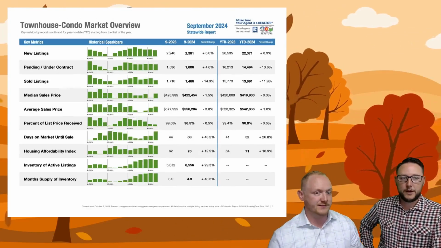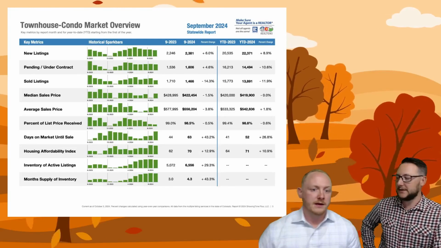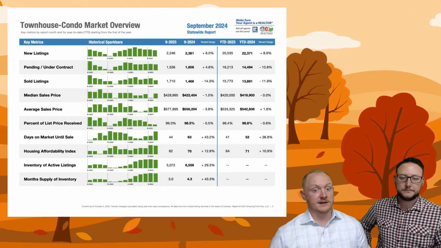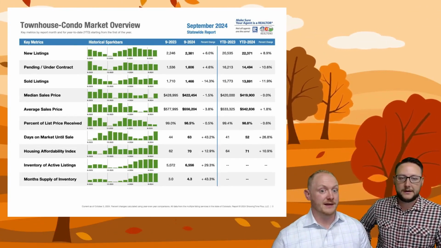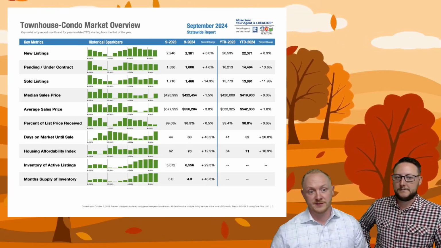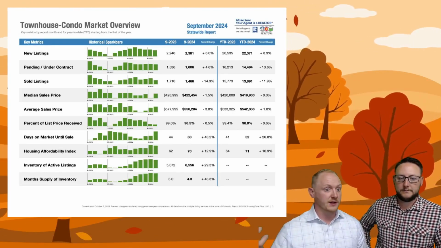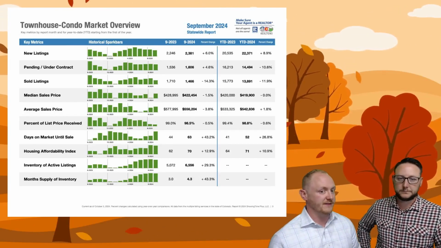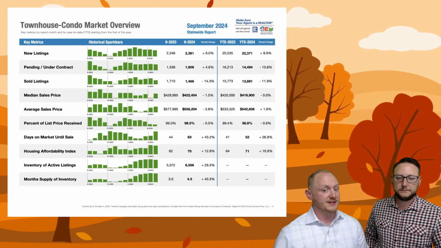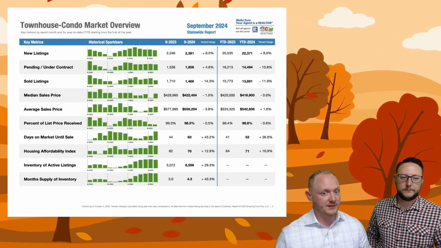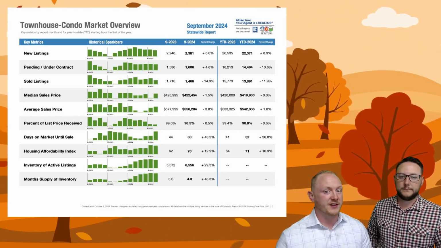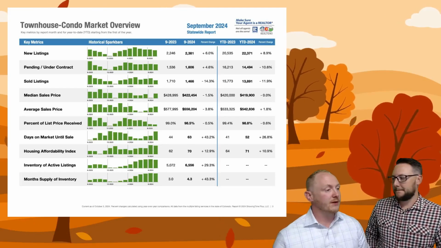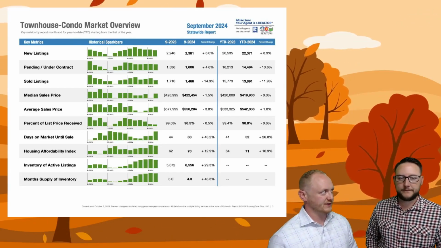All right, let's talk about townhouse attached, because this one is much different than detached. Actually, not a lot different. What we can see here is solds are down 14% across the state. New listings are still up. Pendings and under contracts are still up, but much less compared to the single family detached product. Sales price, once again, pretty similar. Dropping, but then when we look at our year to date, that only went up 1.8 versus 3.4 in the last slide.